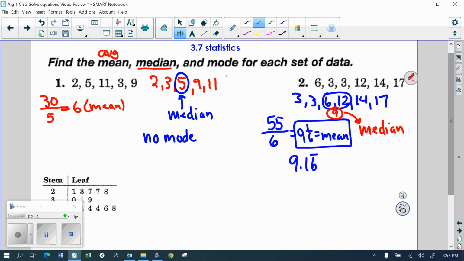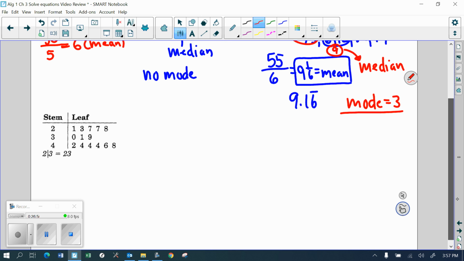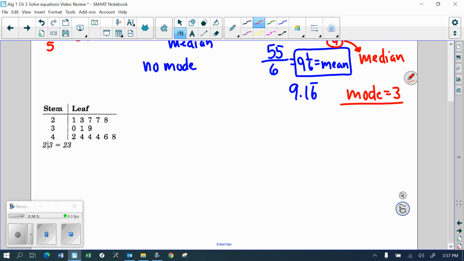Okay, and last, the mode. There happen to be two 3s, so the mode is 3. All the rest only have one value. The mode is 3. Okay, same idea here, but we're using a stem and leaf.